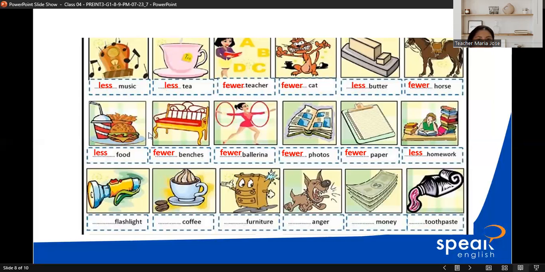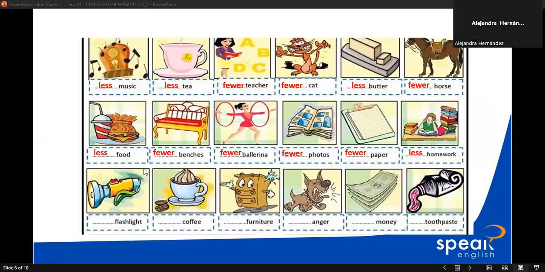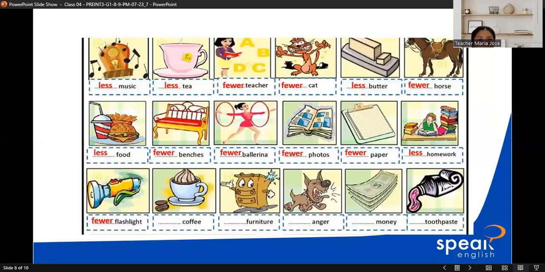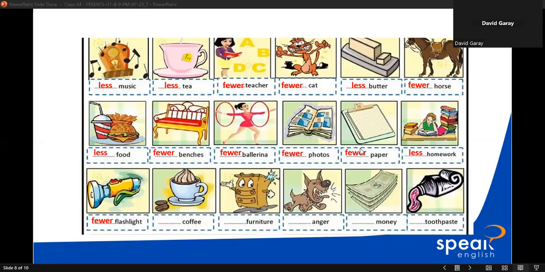Okay. Flashlights, Alejandra. Less. If I say light, yes, it's less. But I'm telling you about the flashlight, the object. Oh, fewer. Excellent. Coffee, David. The cup or coffee? Coffee. Okay, less. Excellent.